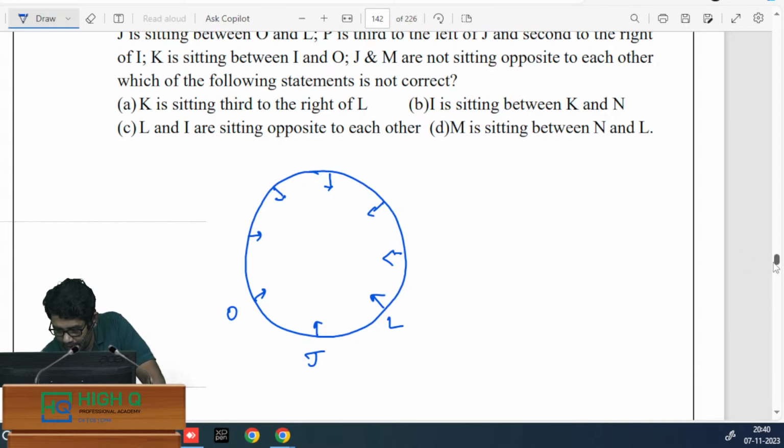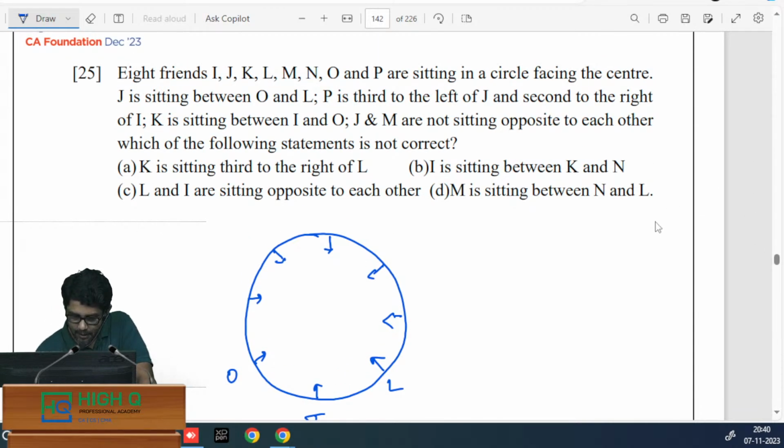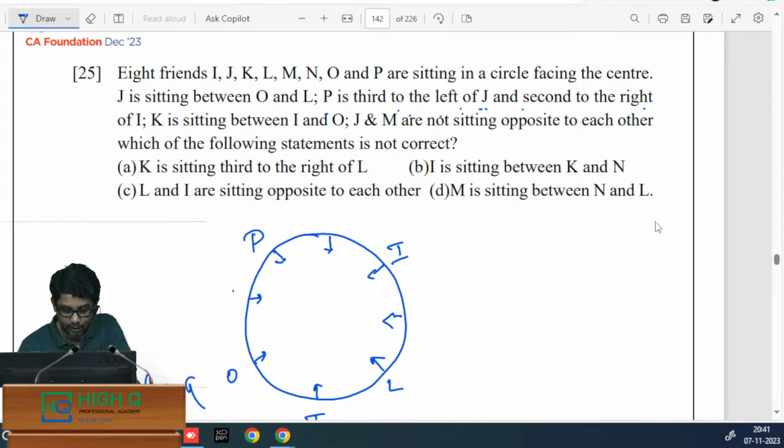Janiel, I'll recheck, wait. Next, P is third to the left of J. J is here. This is my left side. 1, 2, 3. P is third to the left of J. And second to the right of I. So I has to be here. Then only P is second to the right of I.